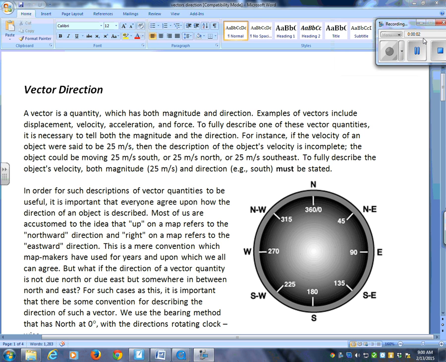So a vector is a quantity which has both magnitude and direction. You know that already. It's just there as a review. Examples of vectors include displacement, velocity, acceleration, force. I've called those the big four. To fully describe one of these vector quantities, it's necessary to tell both the magnitude and the direction.